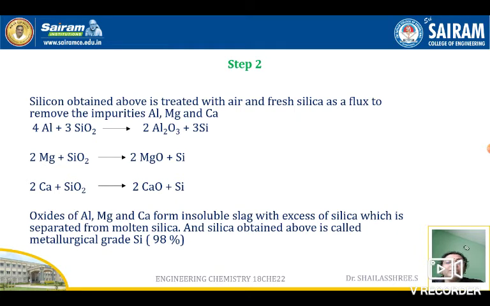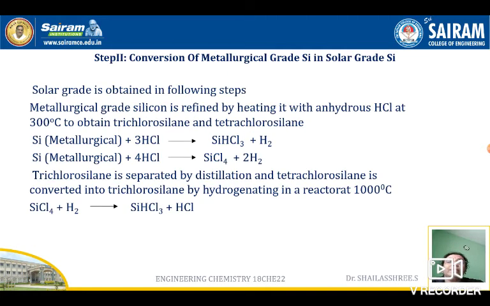When coke or quartz is heated with the silicon dioxide at a temperature of around 1000 to 1500 degrees, liquid silicon is obtained, and we have to mix it with some flux or fresh oxygen to remove impurities like aluminum, magnesium and calcium if present. They are oxidized to their respective oxides and form a slag, and the slag is removed. The silicon thus obtained is called metallurgical grade silicon, and it is poured into molds to get the required shape.